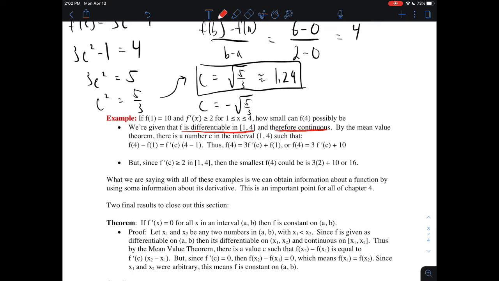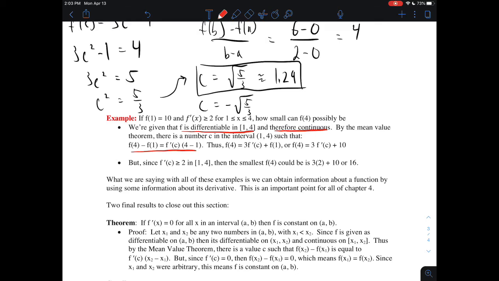So the mean value theorem then says that we're guaranteed there is a number c in the interval 1, 4, such that, and here's the alternate version that we saw in the theorem, f of 4 minus f of 1 equals f prime of c times 4 minus 1. So then f of 4 is the same thing as 4 minus 1, or 3, times f prime of c, plus f of 1, and then substituting what we know f of 1 is, f of 4 is equal to 3 times f prime of c plus 10.